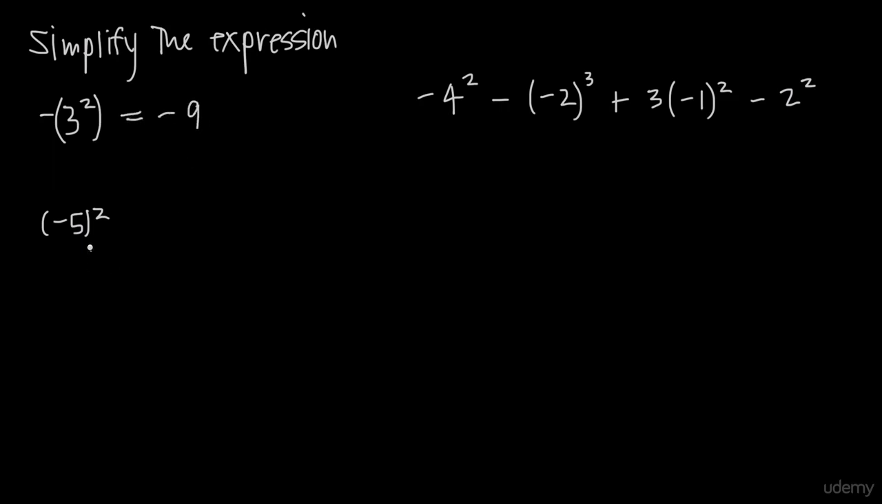and we leave the negative sign out in front. If, on the other hand, we have parentheses around our negative and our whole number here, so we have a negative 5, and then we square it, we include the negative sign. So in other words, we do negative 5 times negative 5, which is a positive 25.